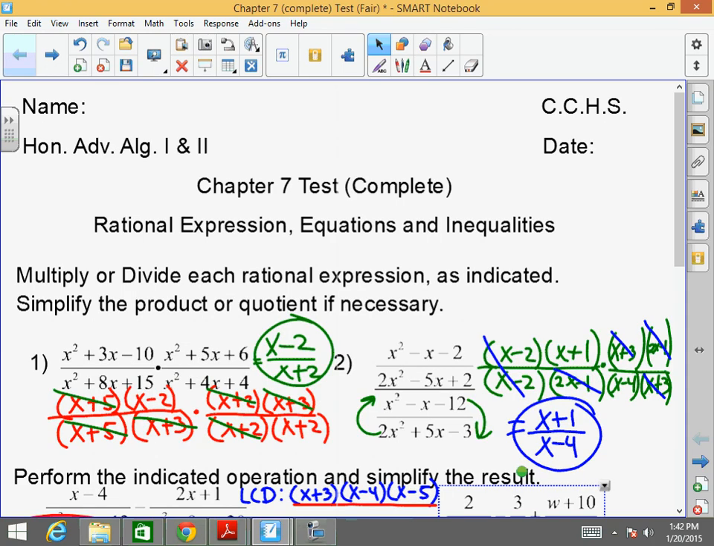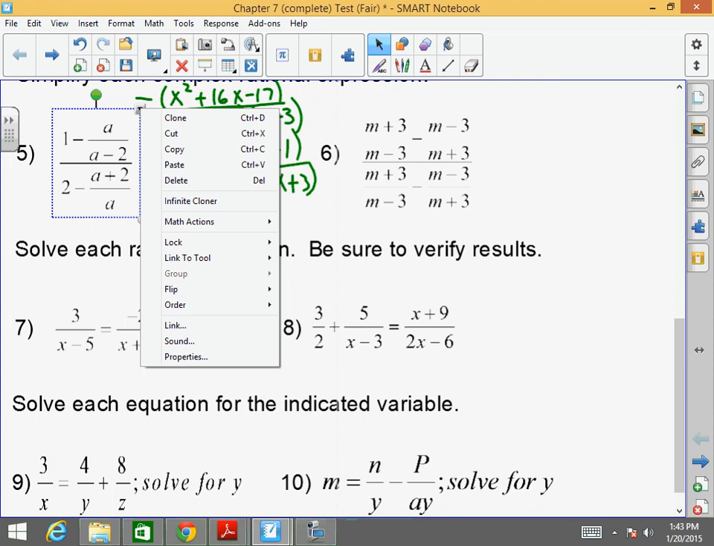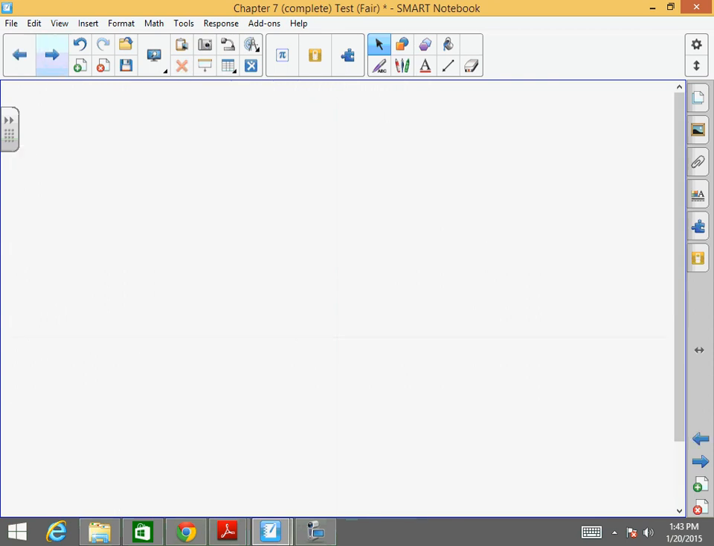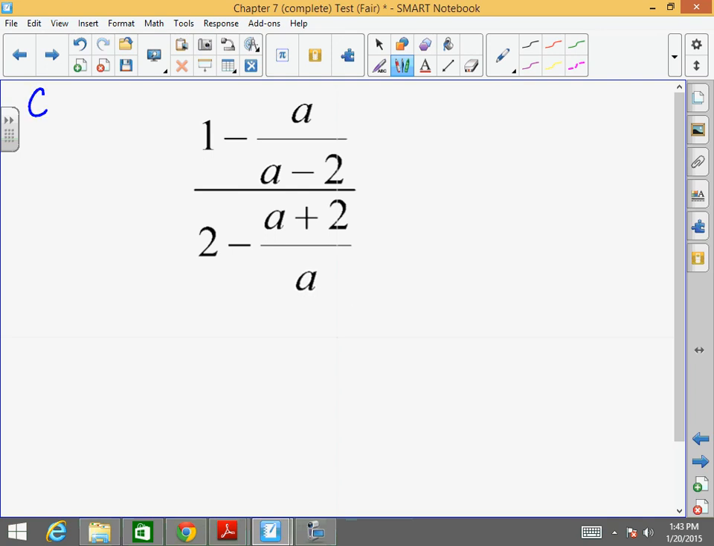Okay, number 5. Let's do the same thing here. Believe it or not, I used method 2 here. I found the LCD of every single term here. Was that what we called the grand LCD?